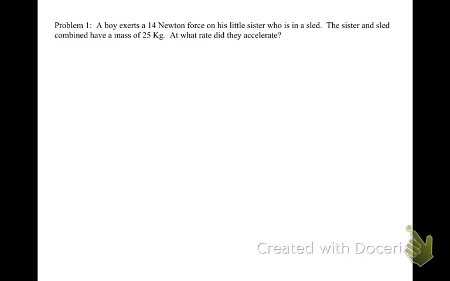So let's do practice problem numero uno. So here's what problem 1 states. A boy exerts a 14 Newton force on his little sister who is on a sled. So he's not just shoving her for no reason. The sister and the sled combined have a mass of 25 kilograms. At what rate did they accelerate? So again, here's where we do our given, our wanted, our equation, our substitution, and of course our answers. So please make sure that you're doing this because as you can see, we are accumulating a lot of different equations. So it really, really helps.